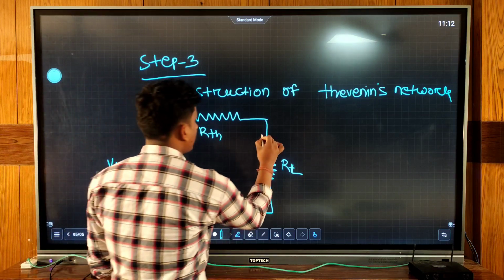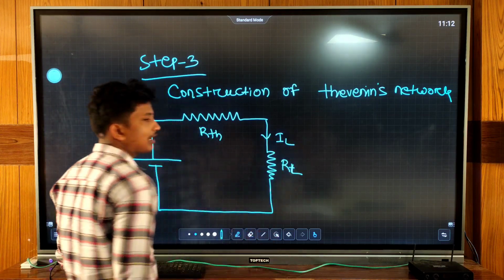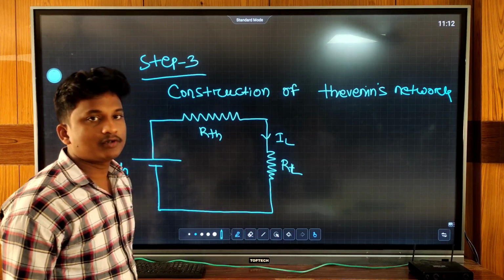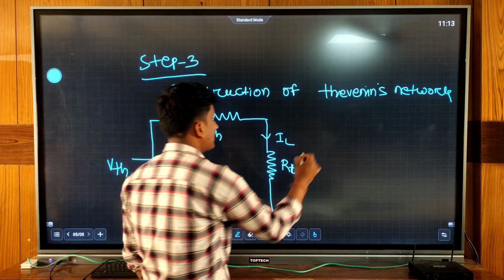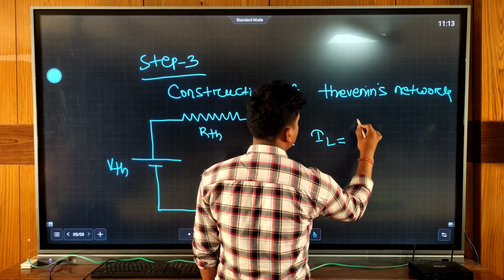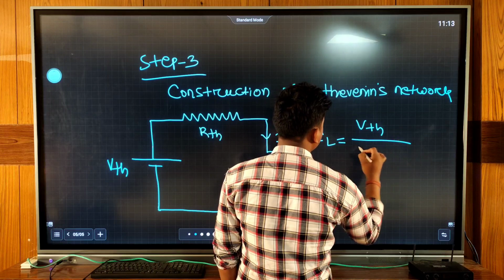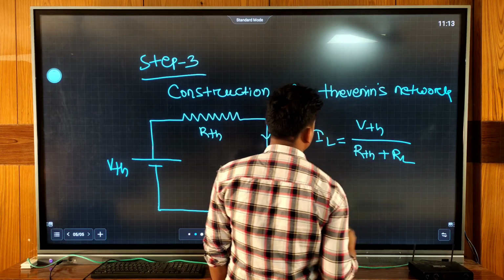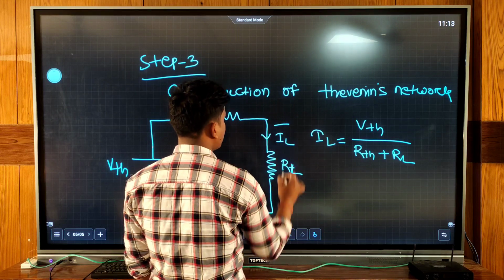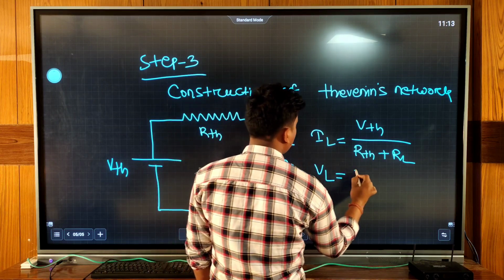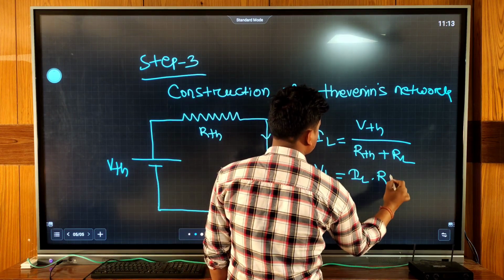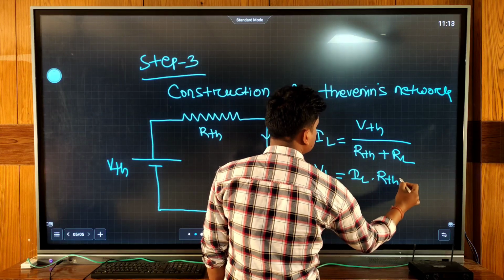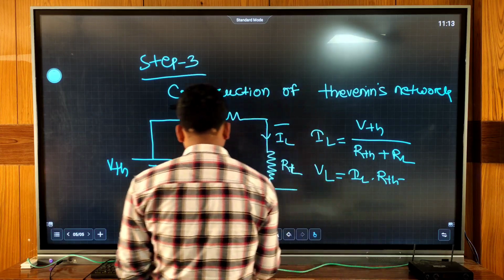For calculation of IL, we apply the formula as usual, Ohm's law. That is, IL will be the total voltage of the circuit, VTH, divided by the total resistance, RTH plus RL. Or we can calculate VL across the load by IL into RL.